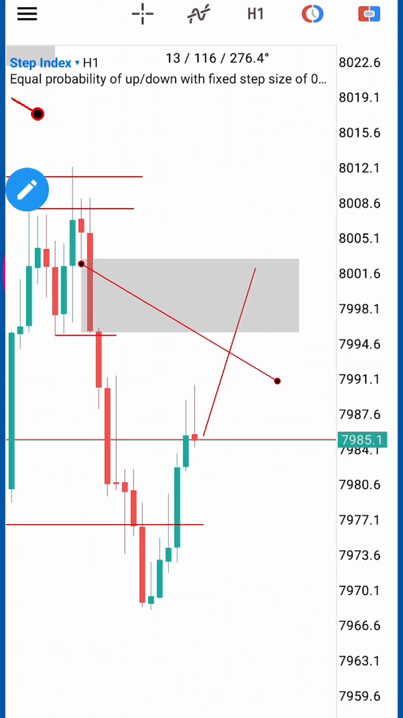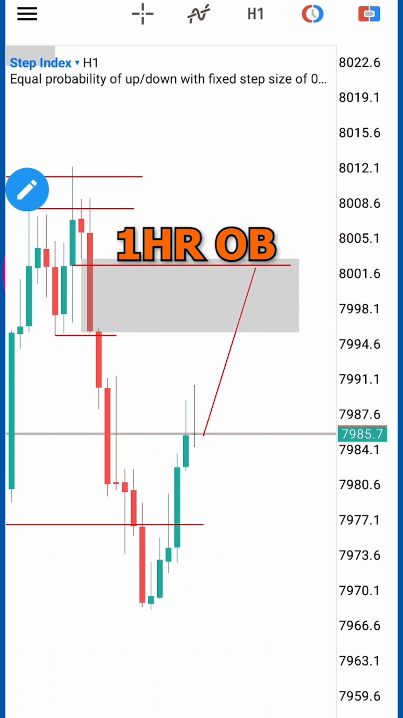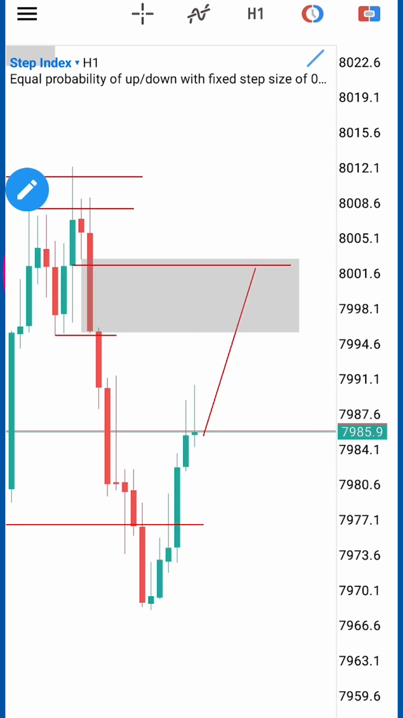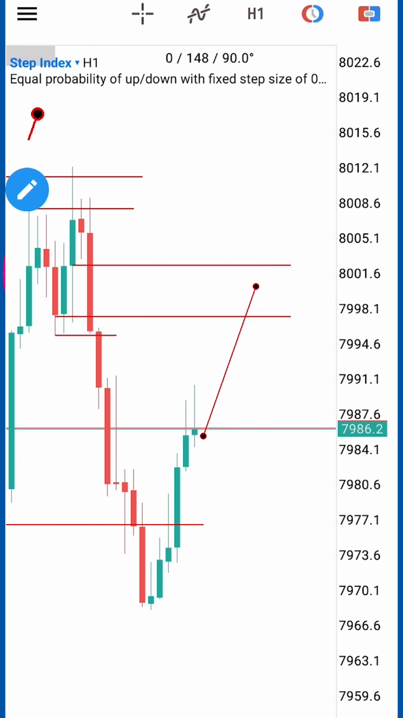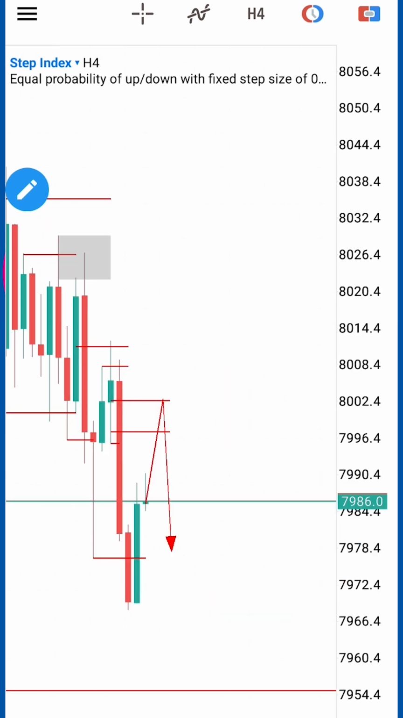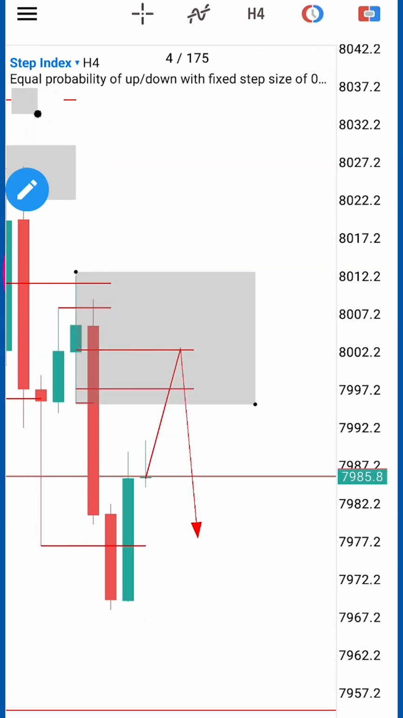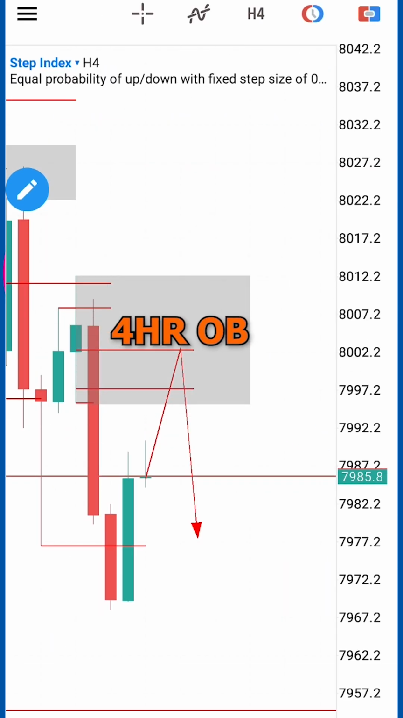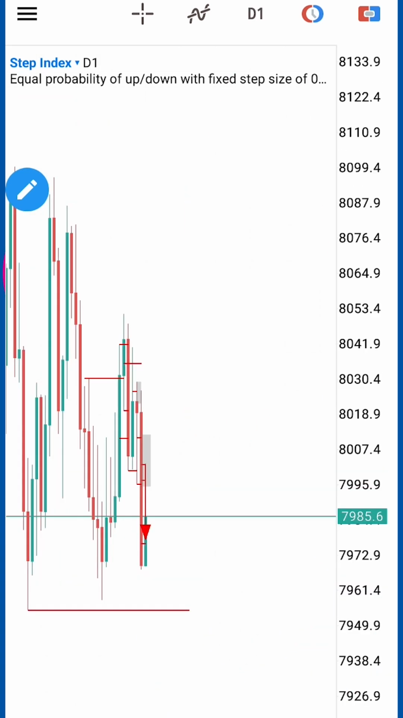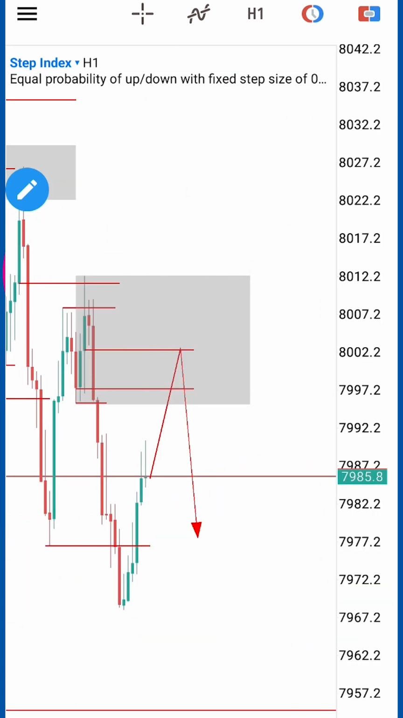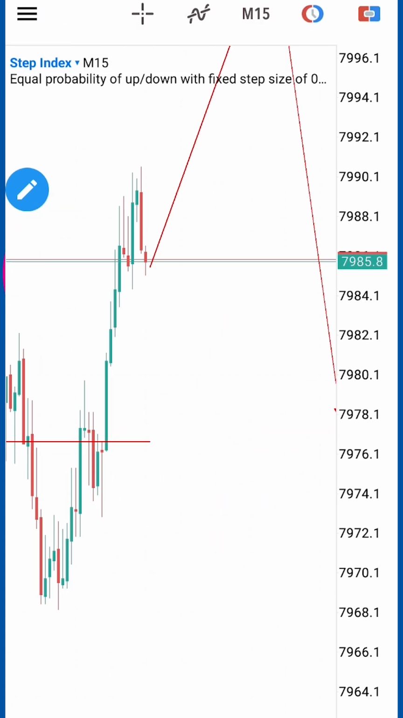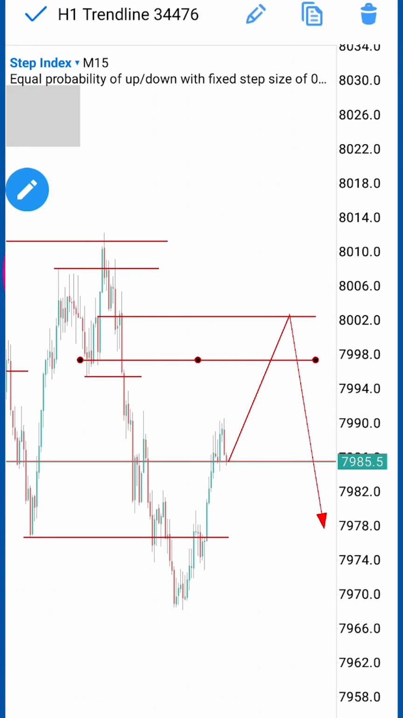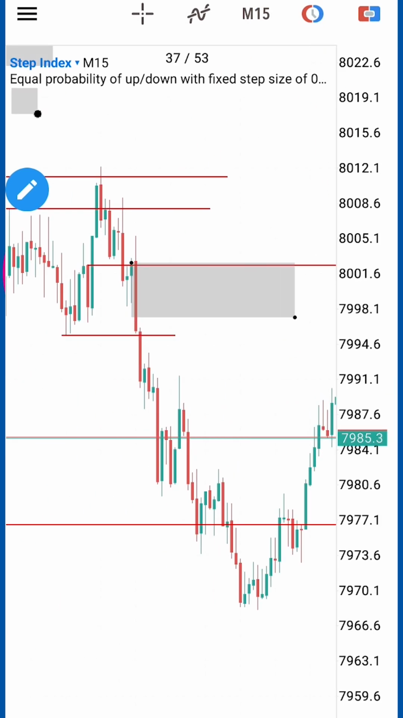And after it fills the imbalance, of course it will hit the 1-hour order block, and it also meets the 1-hour breaker block, but first it hits the 1-hour breaker and then it hits the 1-hour order block. From there it drops down, and the bigger interest point is the 4-hour order block, so it definitely has to respect it. So there's a lot of confluence in that zone. That is the daily immediate rebalance, 4-hour OB, 1-hour order block. It has to drop down.